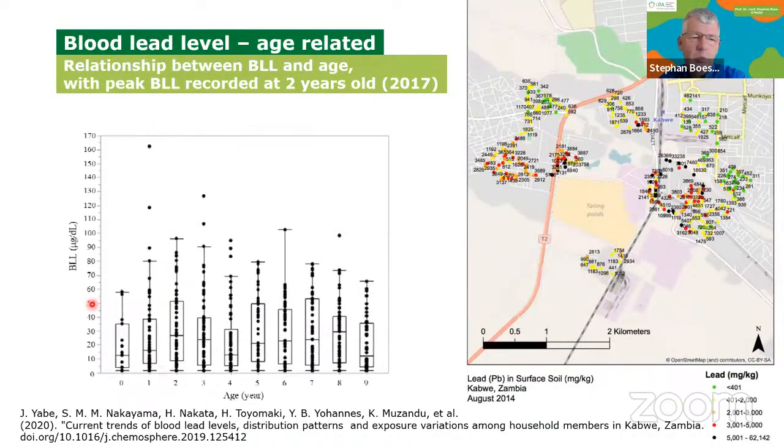This is a more updated study from the year 2020. Here's the tailing hill. Here you see the surrounding houses. And then you still see in the soil these red dots, that next to the tailing area the soil levels are very high. If you look at those children, for example, the highest mean or median lead levels are at the age of 2, when they really crawl around and have a lot of hand-to-mouth activity. So children still have very high lead levels.